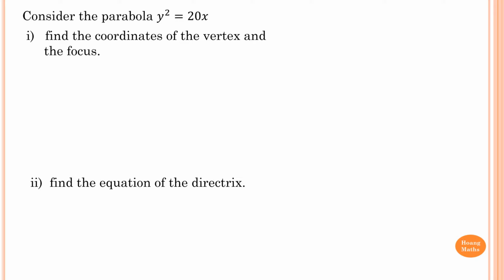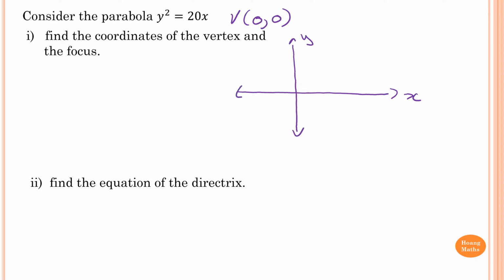y squared is equal to 20x. We know that the vertex is still 0, 0. So I just do a quick sketch first. This is the x and y axis. Vertex 0, 0 and it's positive. So the curve is like this.